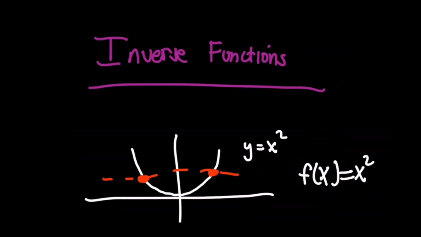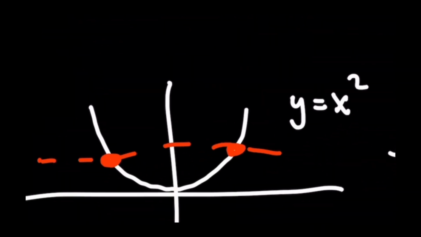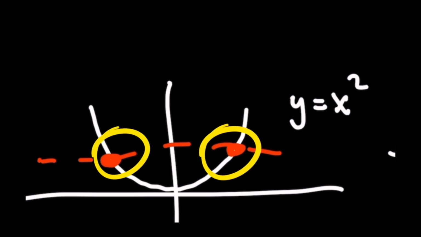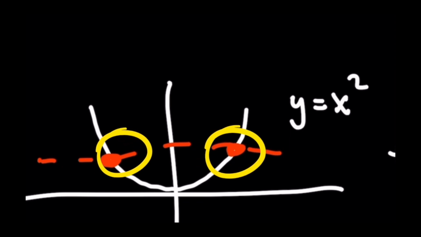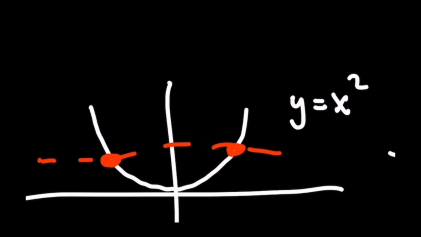Hey everyone, Dave here. Here's a simple parabola, y equals x squared. I happen to draw one horizontal line, but you can draw it wherever you want. And you'll find that no matter where you draw it, a horizontal line will always intersect the parabola in exactly two places, except for one corner case, when the horizontal line happens to be the x-axis. Now, why is this important?